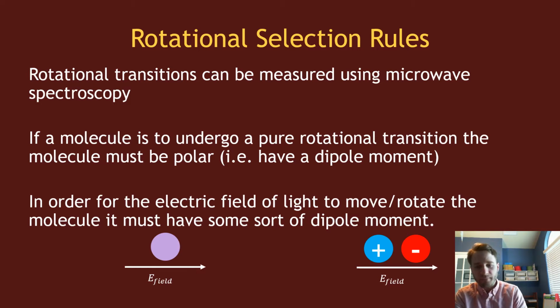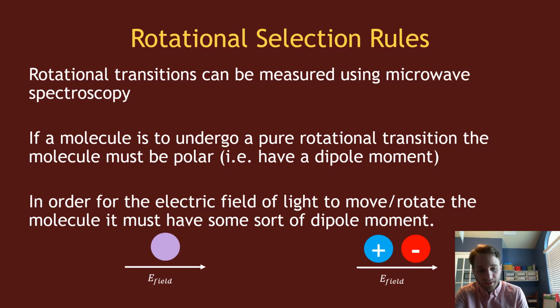You can think of that this way: if you have some nonpolar molecule, that's what I'm representing with this purple molecule here, it has no dipole moment or things like that. It's nonpolar. Think of the helium atom, or even something like CH4. If this thing is nonpolar, then in order for this molecule to rotate, the electric field's got nothing it can do to it.